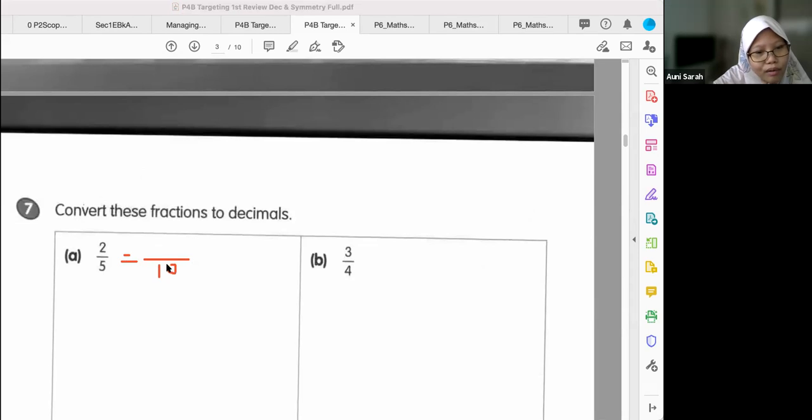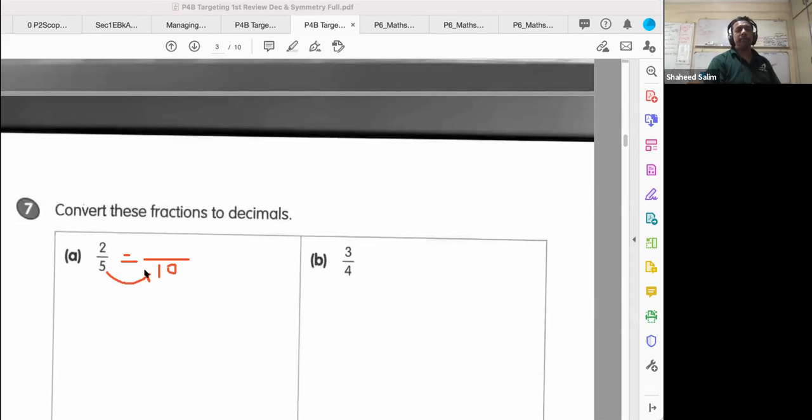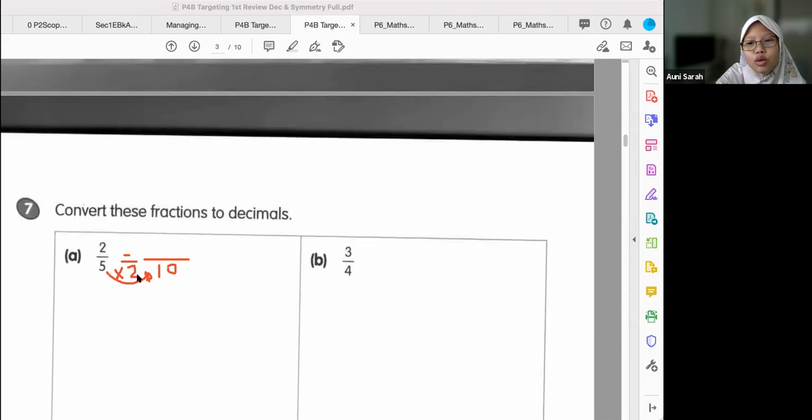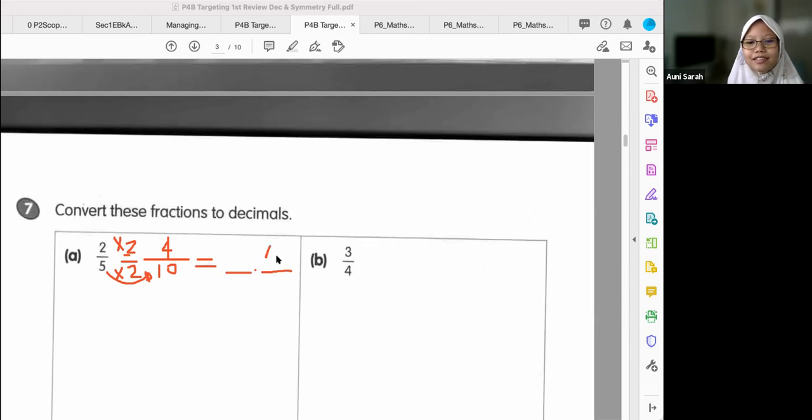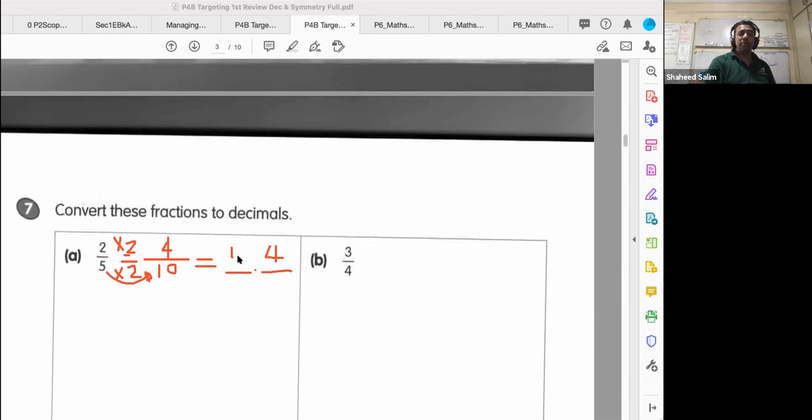5 times what equals to 10? Hmm, I don't know. 5 times 2. So 2 times 2, you get 4. So after this, what do you get? Auni, what's the answer? How to change to decimal? 4 over 10, or in the tens place, 0.4. So now this one you change now. Change to 100.